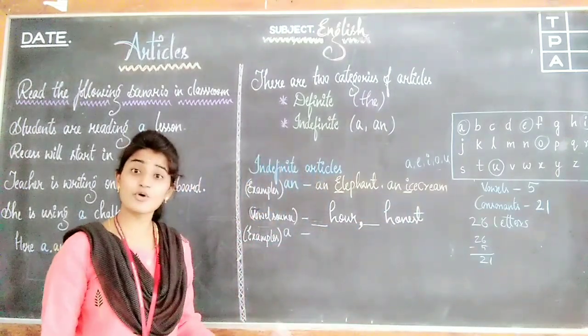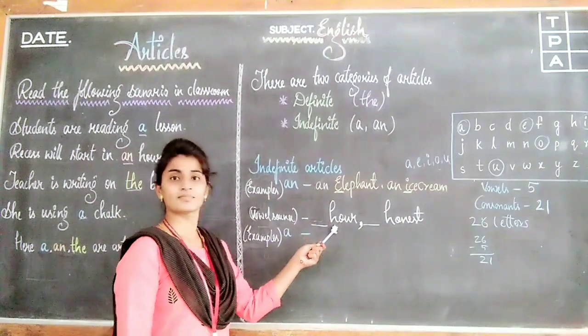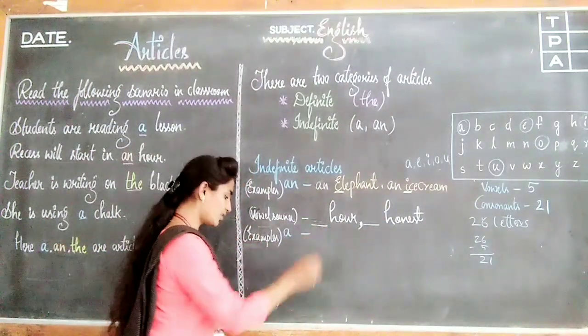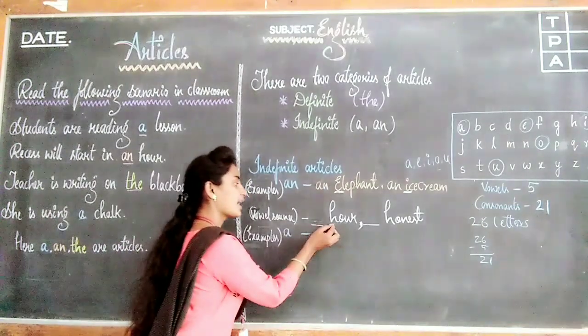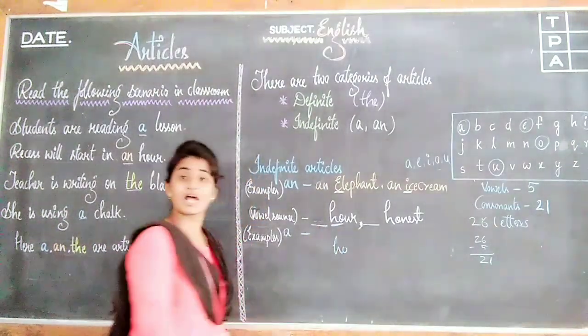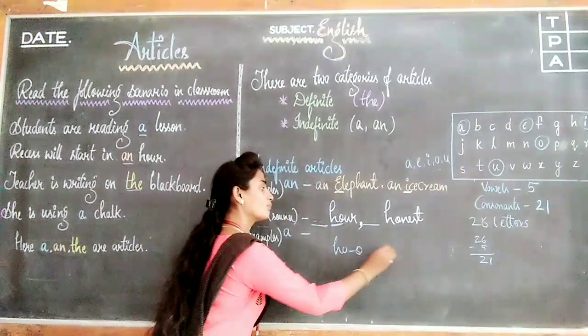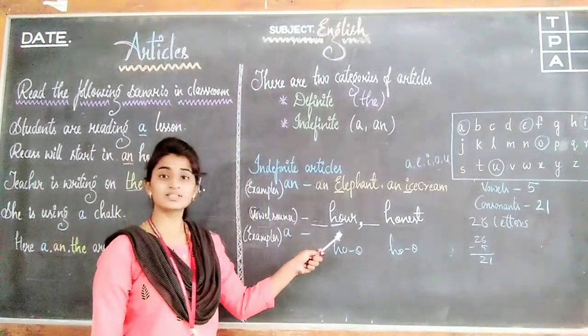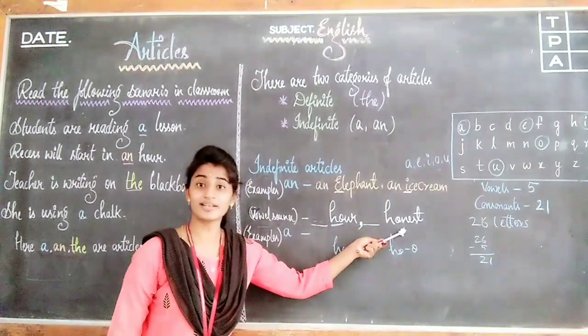So I have taken two more examples: hour and honest. Here in this case, the H is silent and the word is pronounced as "our." Here also the H is silent and it is pronounced as "onest." Pronounce this word: hour. Honest.